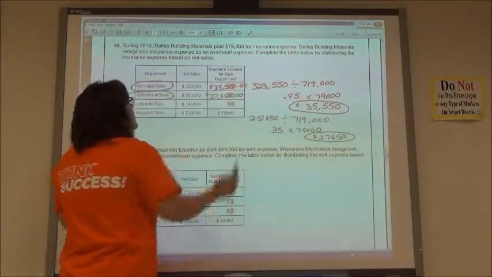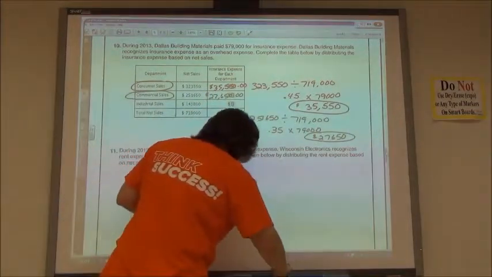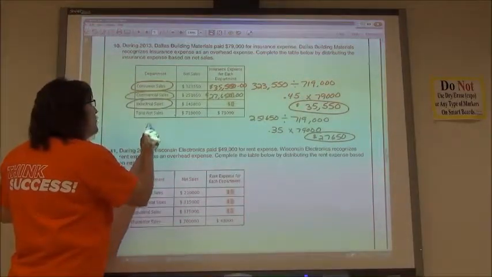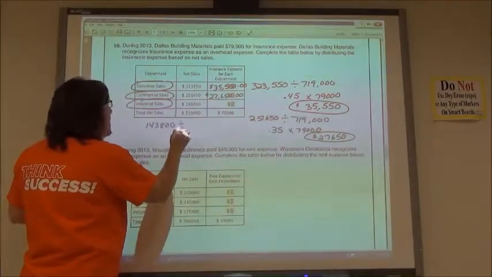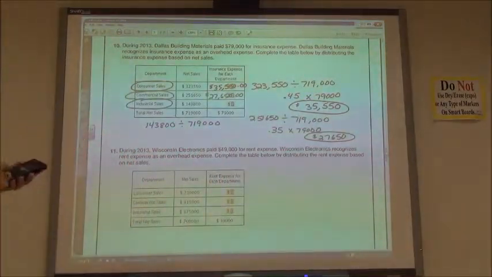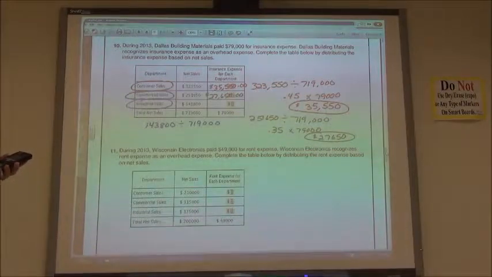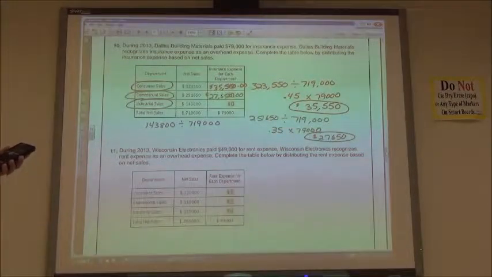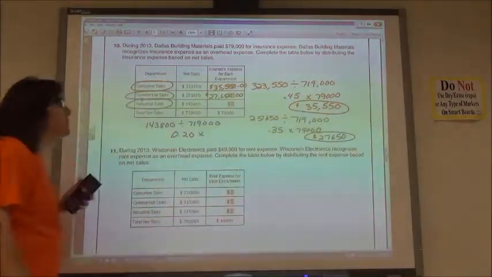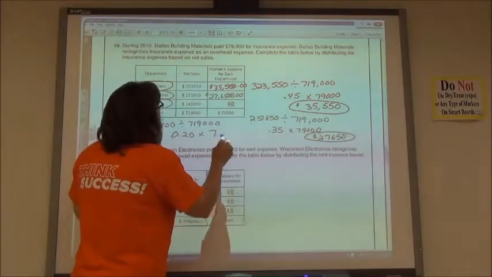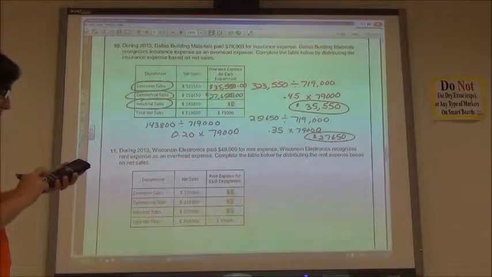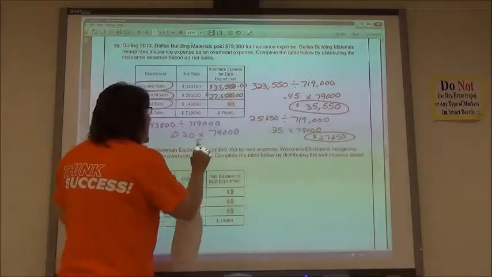$27,650 would go to consumer sales. And then the industrial sales, we're going to take the 143,800 again divided by the total sales of 719,000. So 143,800 divided by 719,000 gives me 0.2, which is 20% of our sales. 20% of our insurance expenses of 79,000 then gives me 15,800.